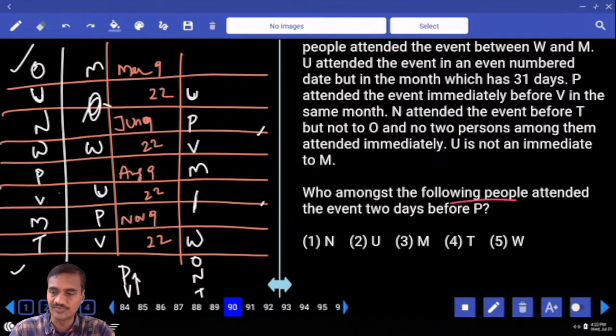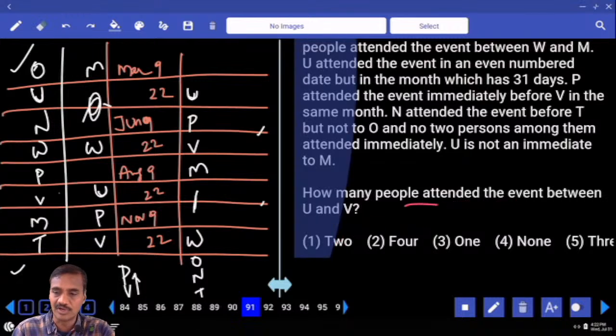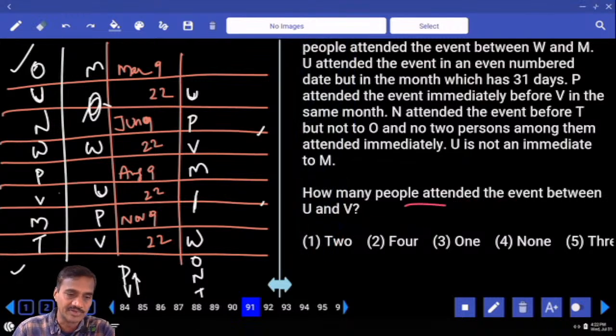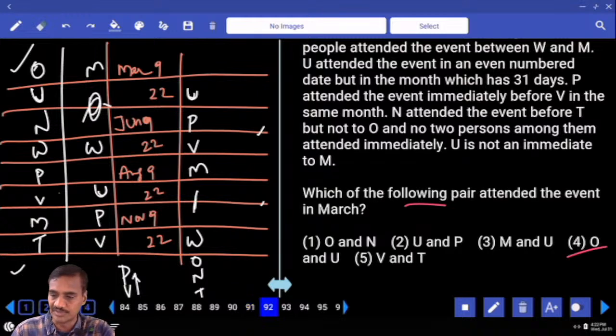Which of the following people attend the event 2 days before P? Now 2 days before P, that is N, choice 1. And question 91, how many attend between U and V? Now in between U and V, how many people are there? There are 3 people. Now 3 people, choice 5, question 91.